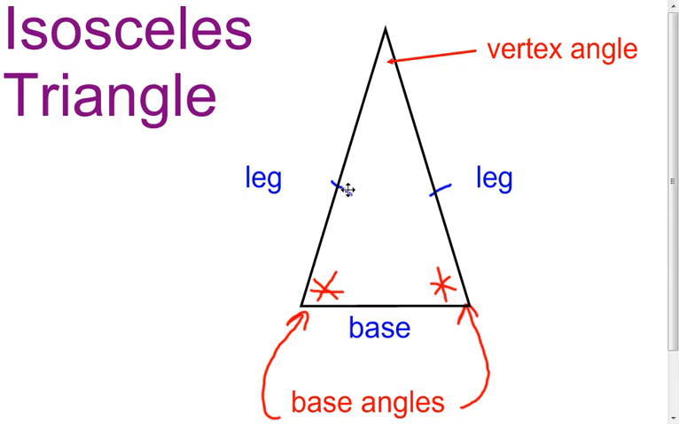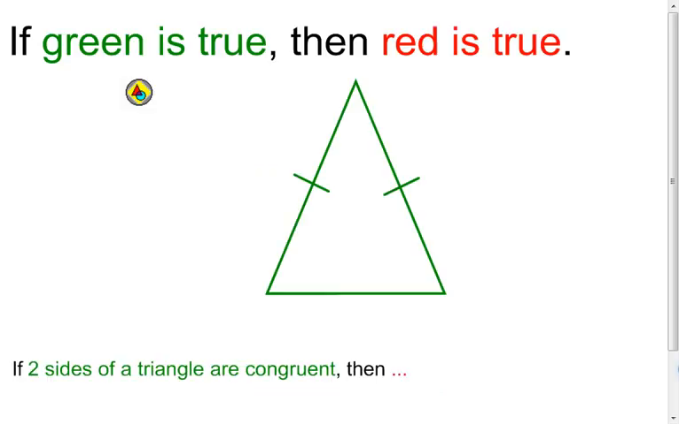The base angles then, just refer to those as the two angles that touch the base. And then the one angle that's not the base angle is going to be referred to as the vertex angle. And those pieces are going to come up in conversations as we go throughout talking about isosceles triangles.